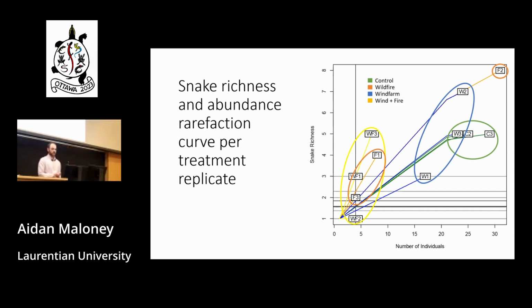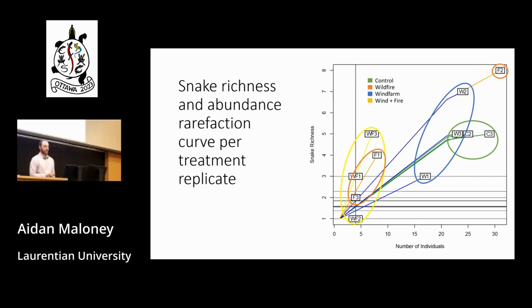So the sites affected by the fire have similar richness and abundances, except for that one site. You can see that all of these sites are the ones that are affected by fire, so they're all pretty similar to each other, except for, again, that one site that's way up there.